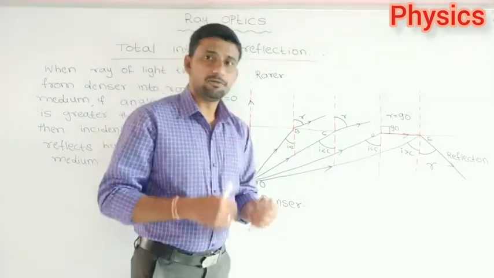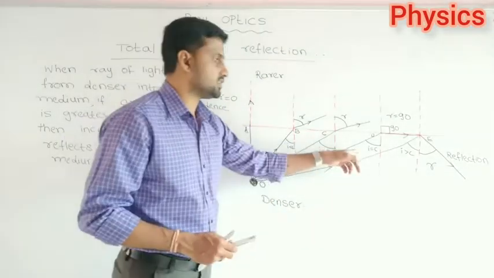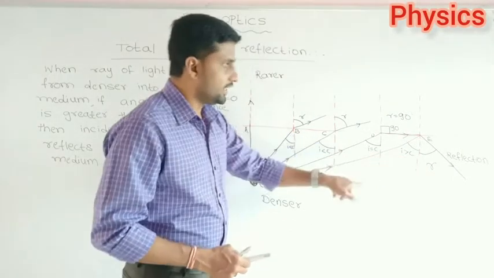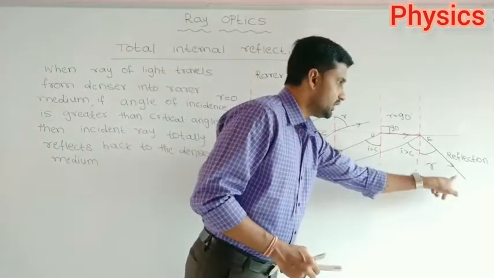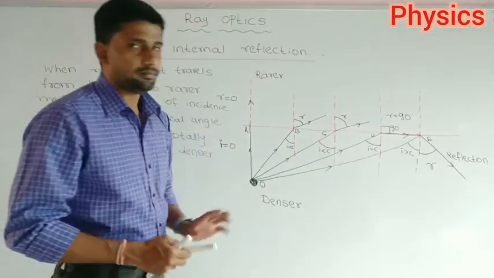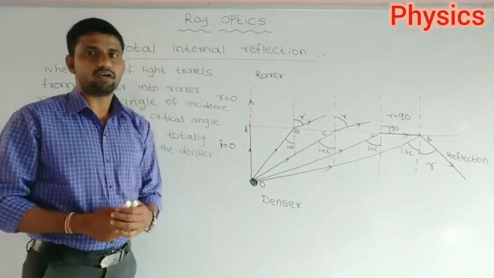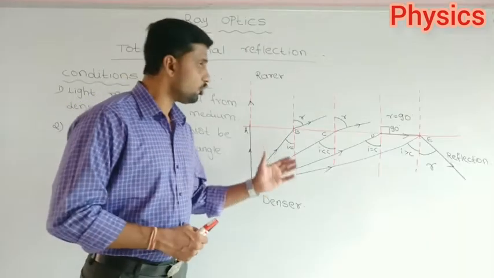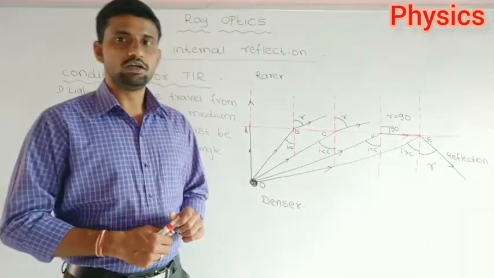After that, if you further increase the angle of incidence, that means the angle of incidence is greater than the critical angle, then the incident ray totally reflects back into the denser medium. That phenomenon of light is called total internal reflection. Here you observe the total internal reflection.